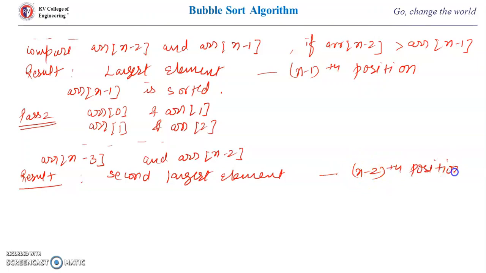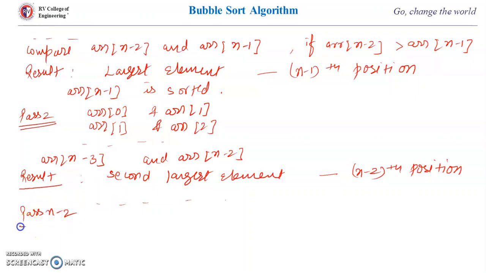Okay, so see, after the first pass the first largest element will come at its position, that means at the last position, and after the second pass the second largest element will come at its position, that means the n minus 2th position. And like this, after the third pass the third largest element will come at its position.